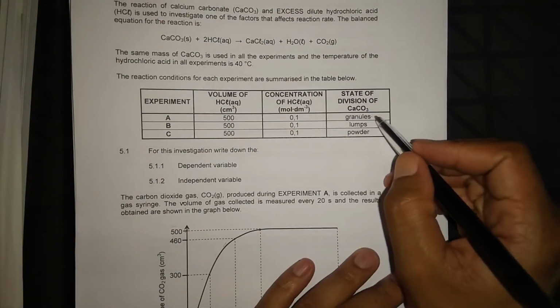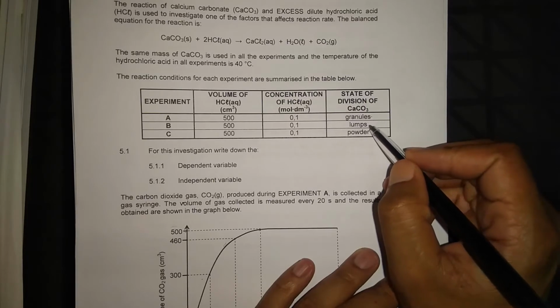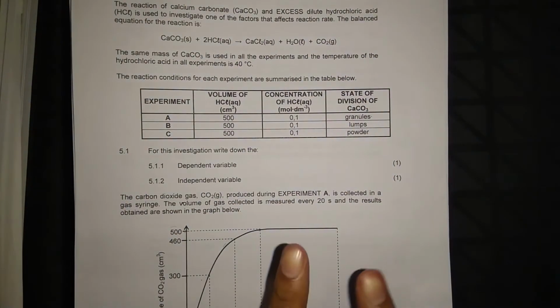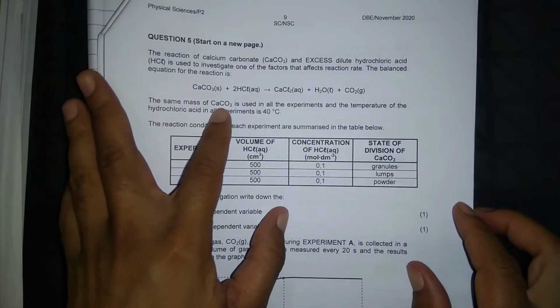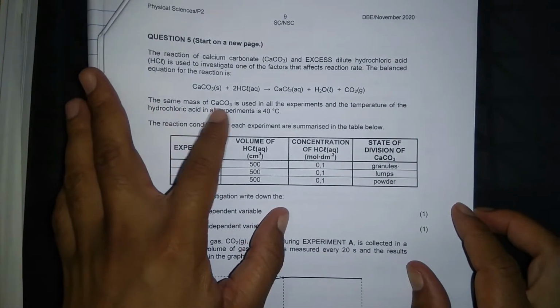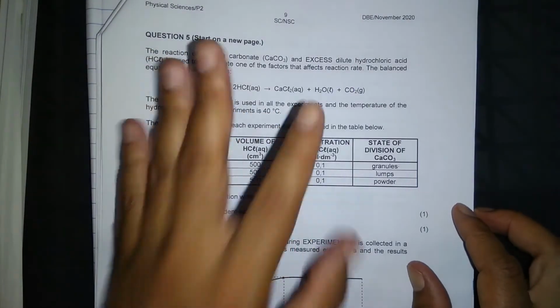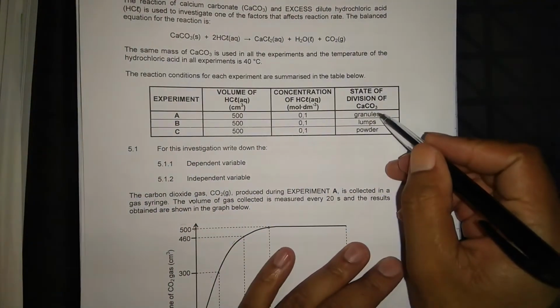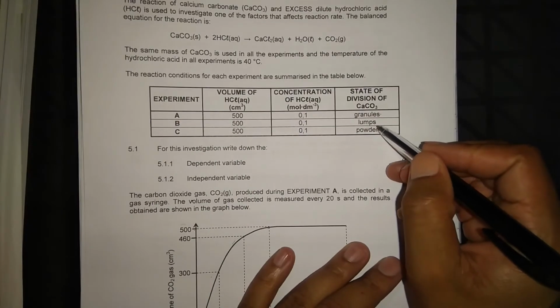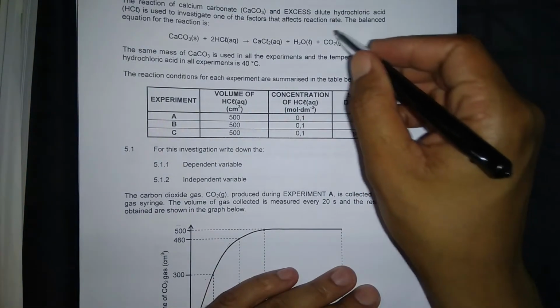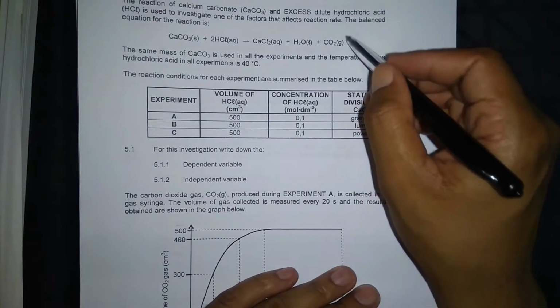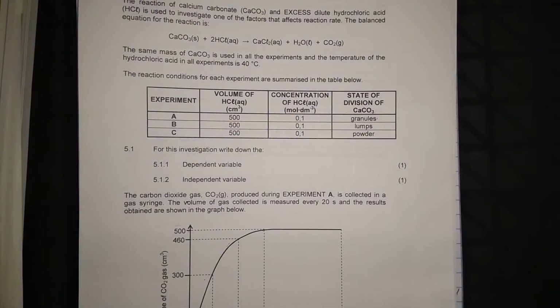The reaction happens whether you use granules or lumps, okay? What remains is that we use the same mass of calcium carbonate. The same mass of calcium carbonate is used in all the experiments. Whether you use granules or lumps or a powder, it doesn't matter, but at the end of the chemical reaction, the volume of carbon dioxide will be the same for all the experiments.